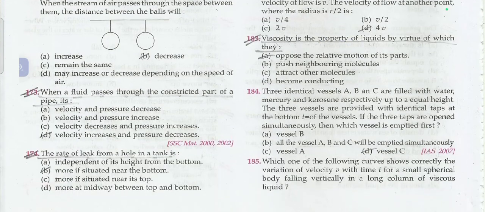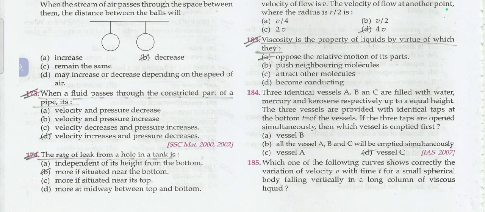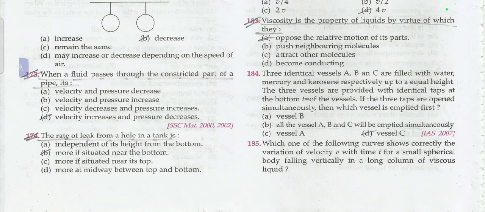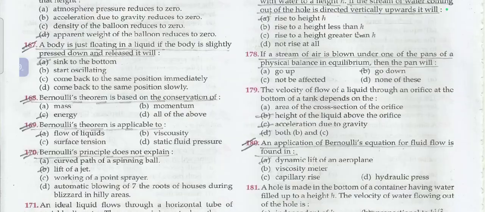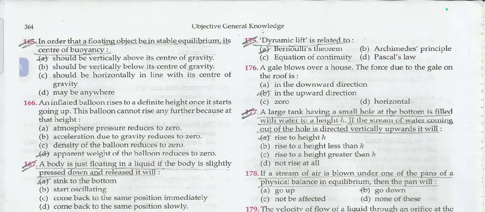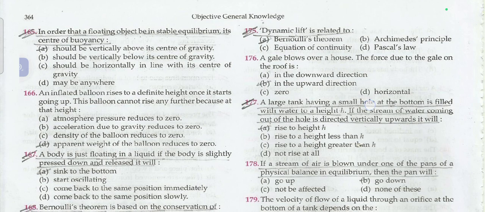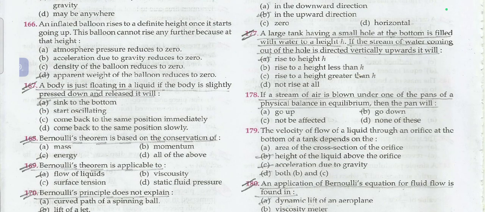When the fluid passes through the constricted part of a pipe, its velocity increases and pressure decreases. The rate of leak from a hole in a tank is more if situated near the bottom. Dynamic lift is related to Bernoulli's theorem. A gale blows over a house. The force due to the gale on the roof is in the upward direction. A large tank having a small hole at the bottom is filled with water to a height h. If the stream of water coming out of the hole is directed vertically upward, it will rise to height h.